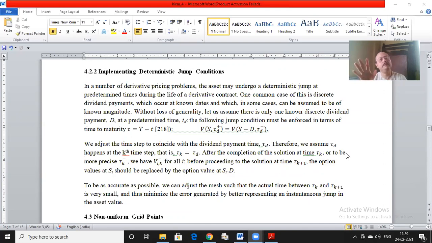So this is something that we definitely want to handle using our grid adjustment. All right, so what happens is when we have, suppose, only one known discrete dividend payment time. So suppose I know that there will be a discrete dividend payment capital D at time TD. So that means after the change of the timeline, the value at tau D plus and the value at tau D minus will have to be adjusted because the underlying stock price are now different.